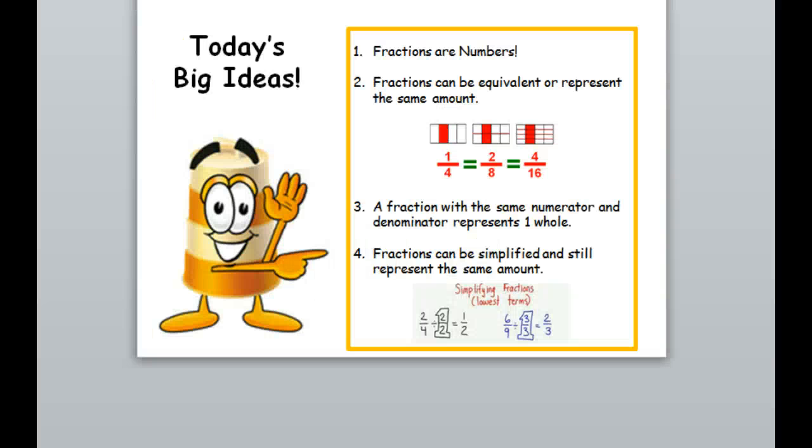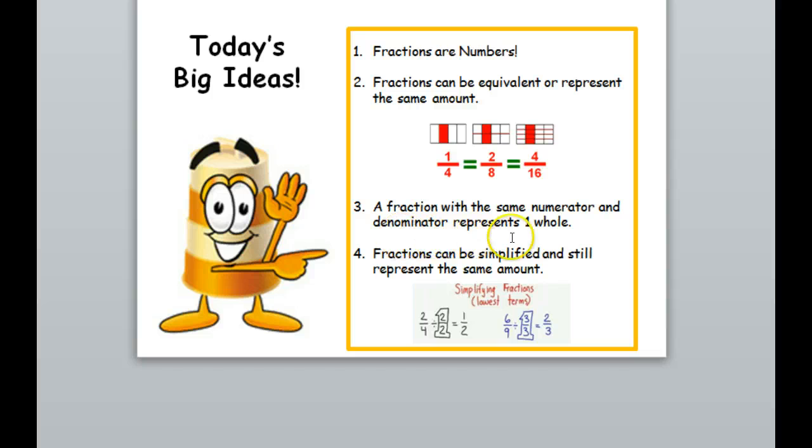ideas from today's lesson. The one thing that we learned is that fractions are numbers. They're not a whole number, but they are a number. Fractions can be equivalent or represent the same amount. 1/4 is equal to 2/8 is equal to 4/16. They all represent the same amount, even though they may look a little different.